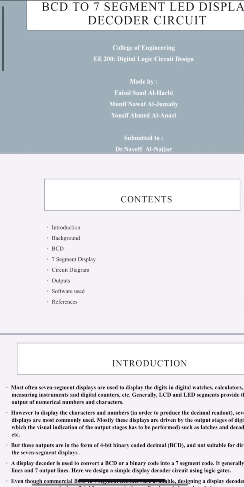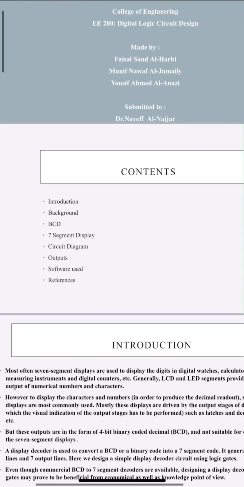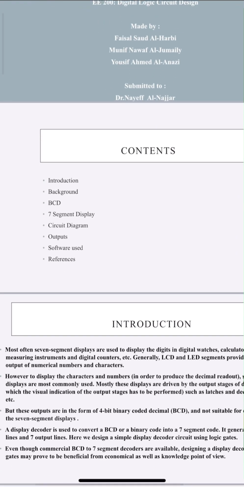Here's the group and table of contents. Introduction, background, BCD 7 segment display circuit diagram, outputs, software used, references.